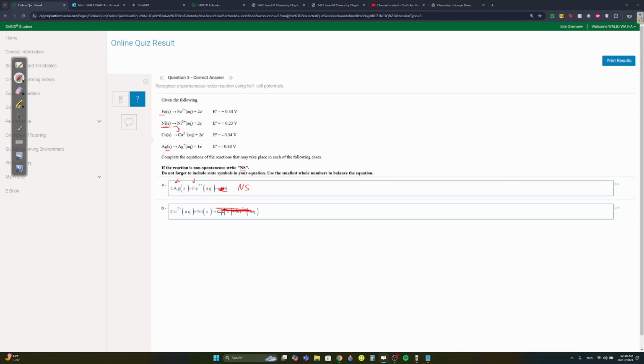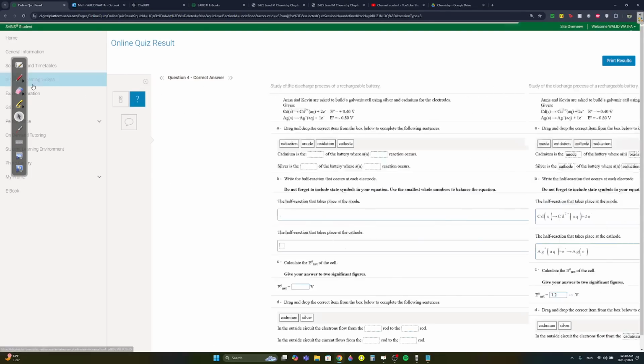Ni was solid, it becomes aqueous. It was 0. How much is Cu? It's 2 plus. So the 2 plus goes to Ni. The aqueous goes to Ni. Then the 0 charge goes to Cu and the solid goes to Cu. You literally just swap the charges, swap the states.